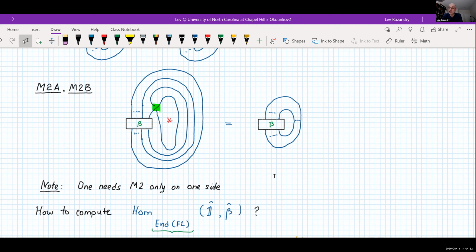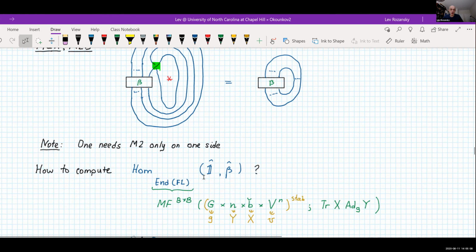So how does one see this invariance, that you can remove this extra loop? I'll comment just a little bit. First of all, the good news is that you have to check this M2 only on one side of the braid. I never appreciated this fact before. You would think, what's the difference, checking it on the right or on the left? But in the realm of Hilbert's scheme, this makes a huge difference.